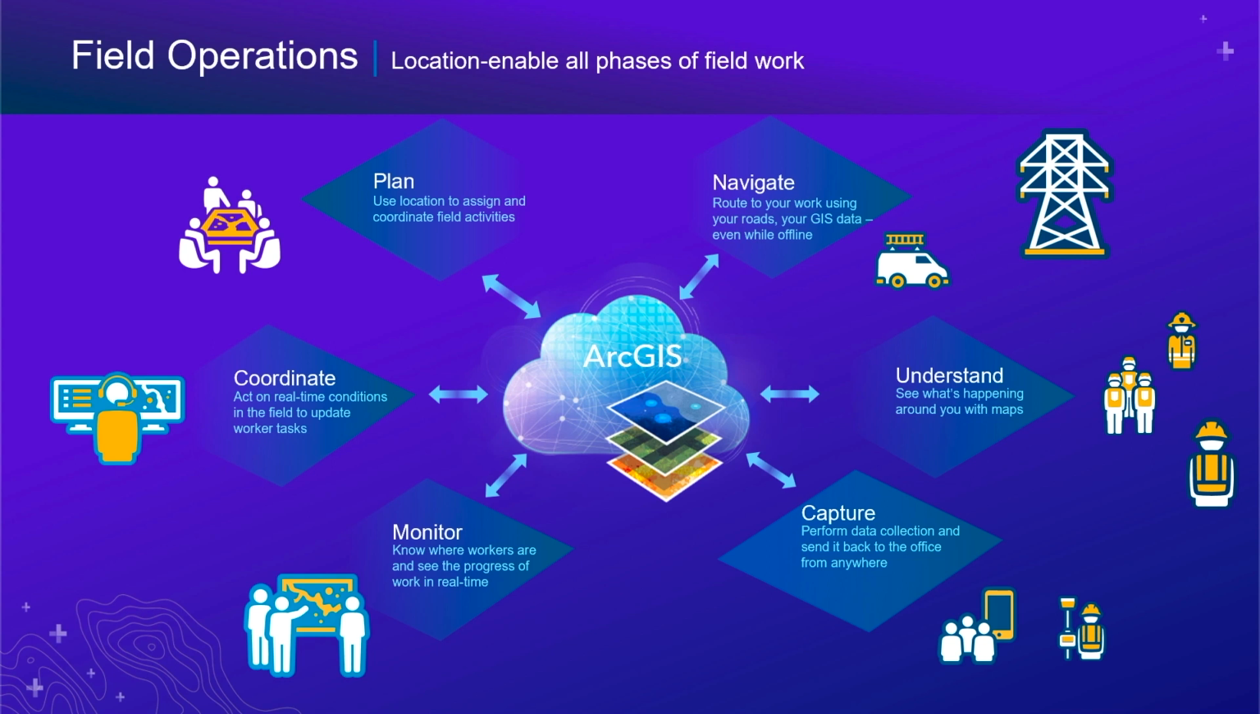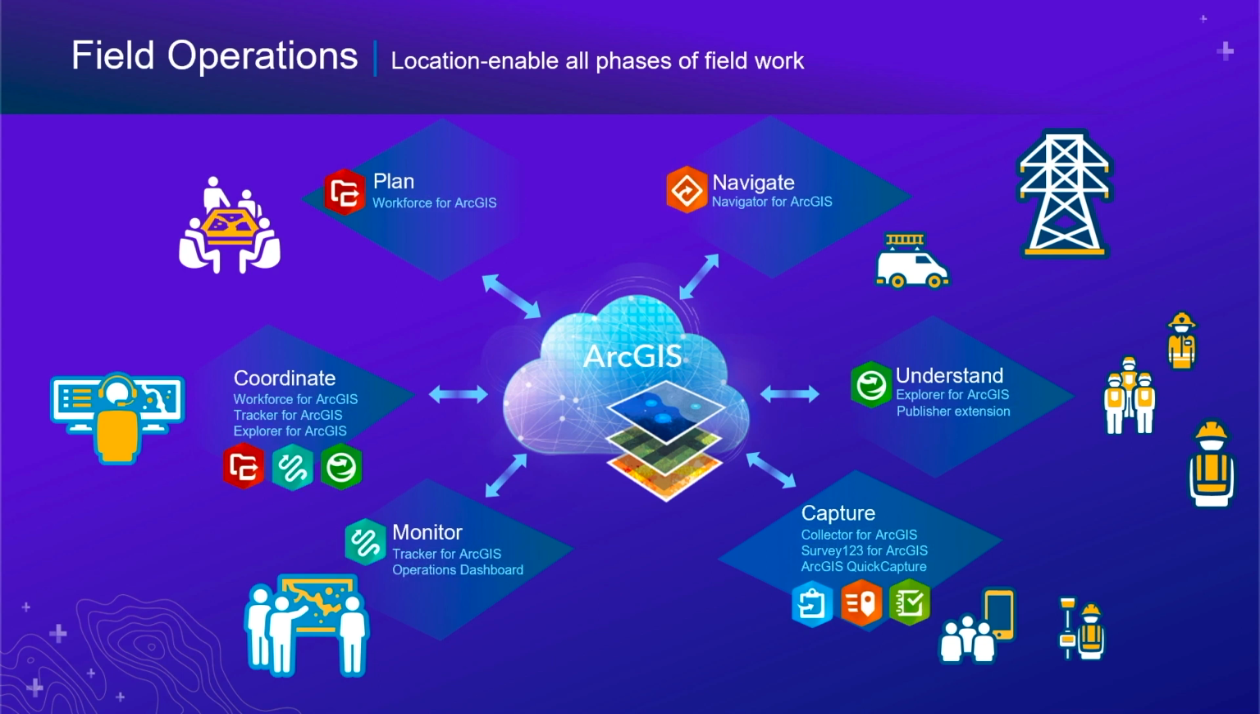And so if I flip this slide to the next one, we can see the actual pieces of technology on the ArcGIS field operations suite that enable those things. So starting again back at the plan phase, that's really Workforce for ArcGIS. It consists of a web app and a mobile app. The web app is used by your dispatcher to assign work, and the mobile app is used by the field worker to see their to-do list of assignments that have been assigned to them. Navigate, again, that's Navigator for ArcGIS. We're going to be spending a lot of time here in the next few minutes talking about that, so I won't spend a lot of time right now talking about that.